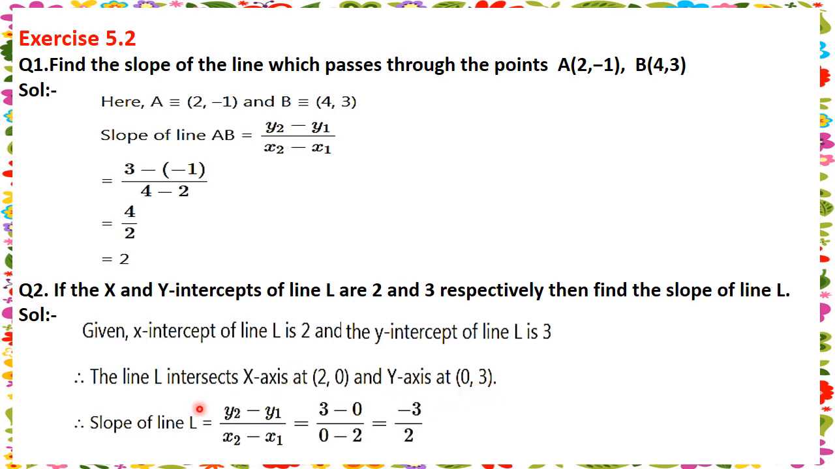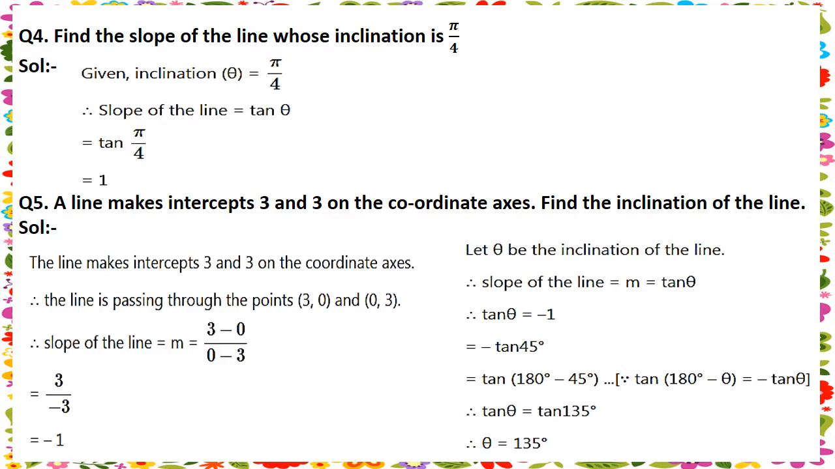Then find the slope using the 2-point formula, that is (y2 minus y1) upon (x2 minus x1). So 3 minus 0 upon 0 minus 2 is equal to minus 3 upon 2. Question number 4. Find the slope of the line whose inclination is pi upon 4. So theta is equal to pi upon 4. Then slope is tan theta, which is equal to tan pi upon 4, which is equal to 1.